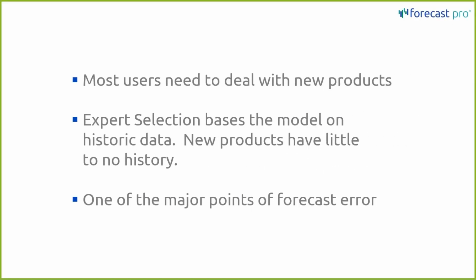What we find is that most Forecast Pro users deal with new products in some way or another. And expert selection, which is the model selection process that Forecast Pro uses to choose the best possible statistical modeling technique for each of your items, relies on the presence of hopefully long and stable historic data, which means that new products, which by definition have little to no history, can't avail themselves of this. And this ends up being one of the major points of forecast error.